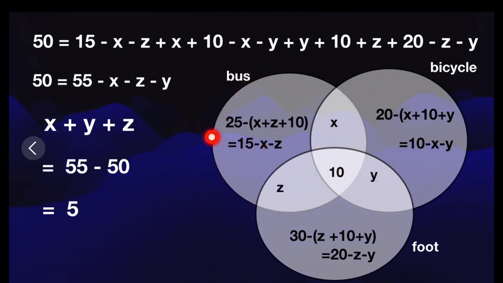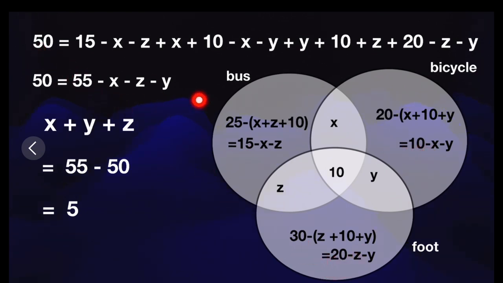They have given the total number of students as 25 for those who come by bus. So let's subtract this. Those who come only by bus is 15 minus x minus z. Similarly, those who come only by bicycle is 20 minus x minus 10 minus y. Those who come only by foot is 30 minus z, 10 and y. We can put these values in brackets. You will evaluate, and you will get this. So these values are the children who come only by bus, only by bicycle and only by foot.